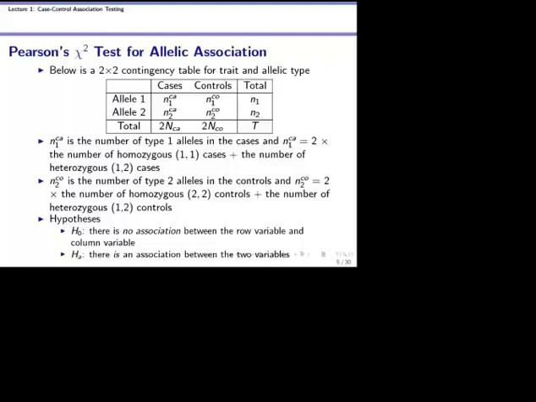So the null hypothesis in this setting is that the allelic type and case control status are independent. So the null hypothesis is there is no association between the row variable and the column variable. If you tell me that an individual is a case or control, that doesn't tell me anything about what type of allele they have. And similarly, if you tell me that an individual has allele type 1, that doesn't give me any information as far as the individual's case control status. So that is the null hypothesis. There is no association between the row variable, allelic type, and case control status. The alternative is there is an association between the 2 variables.